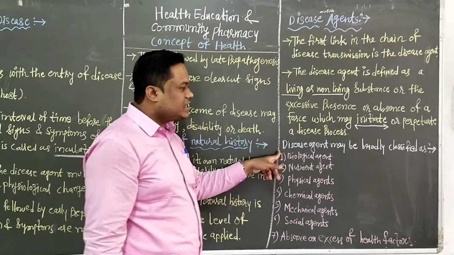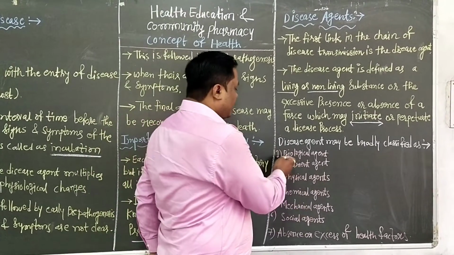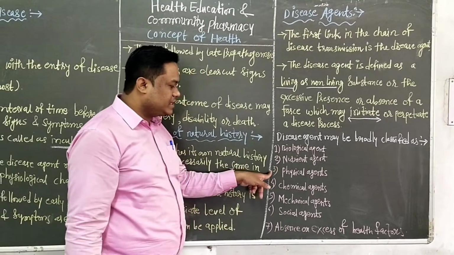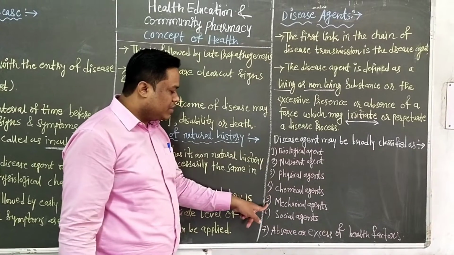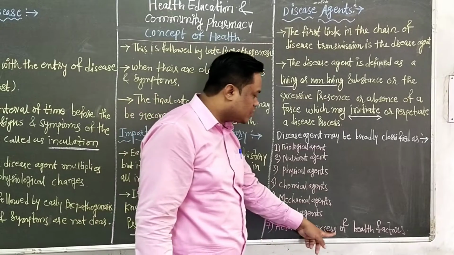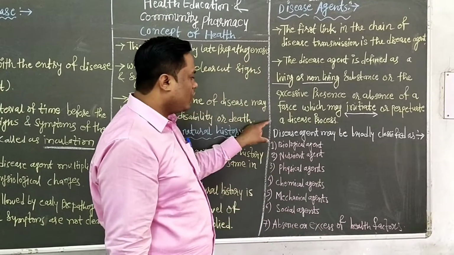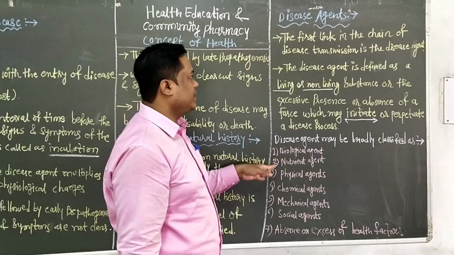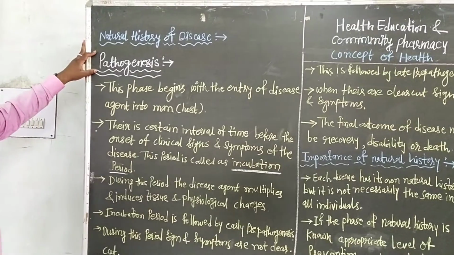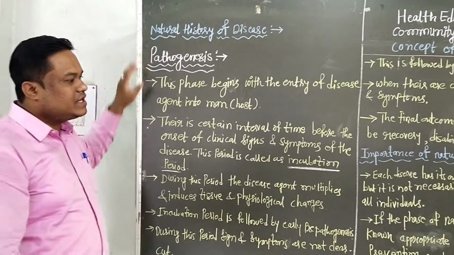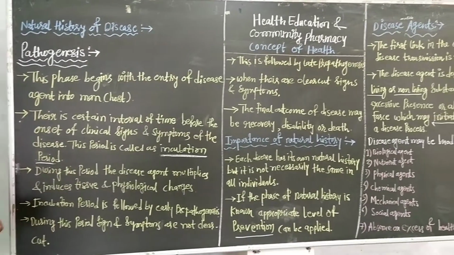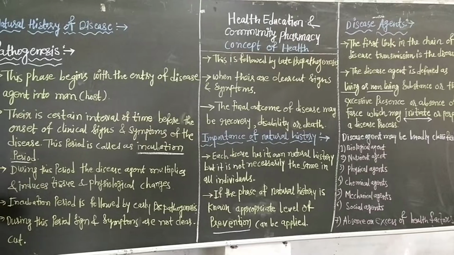The disease agents may be broadly classified as: first, biological agents; second, nutrient agents; third, physical agents; fourth, chemical agents; fifth, mechanical agents; sixth, social agents; and seventh, absence or excess of health factors. So these are all disease agents and their classification. In this lecture we have seen first the process called pathogenesis, second the importance of natural history, and last the subtopic disease agent and their classification.